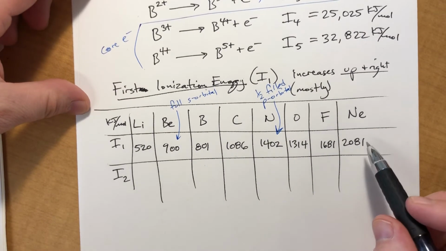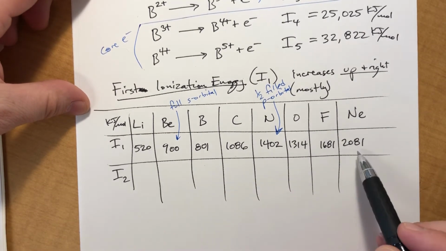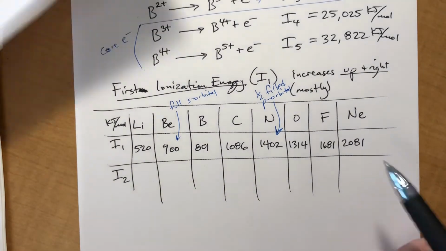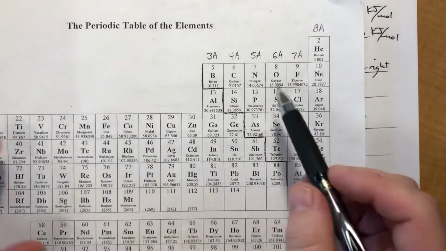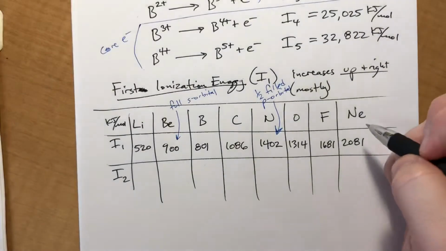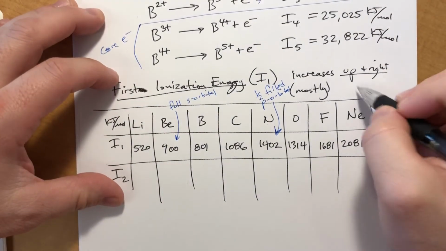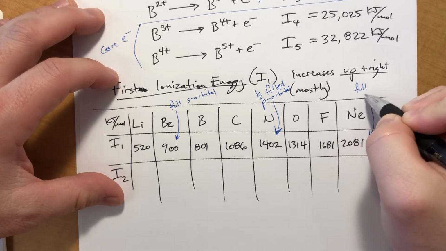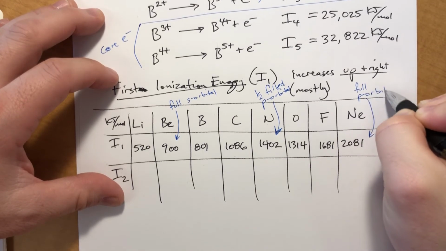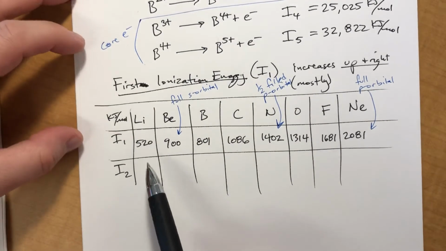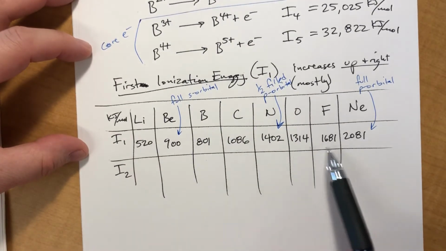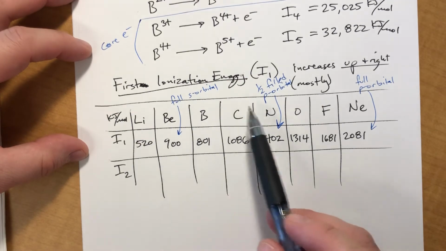And then it keeps going up and up and up, and it makes sense that neon would be the biggest. It's a noble gas. It basically has all of its orbitals full. This is why the noble gases are happy. This has a full p orbital. So the trend mostly goes up as you go to the right, but this explains why there are weird little glitches in the numbers.